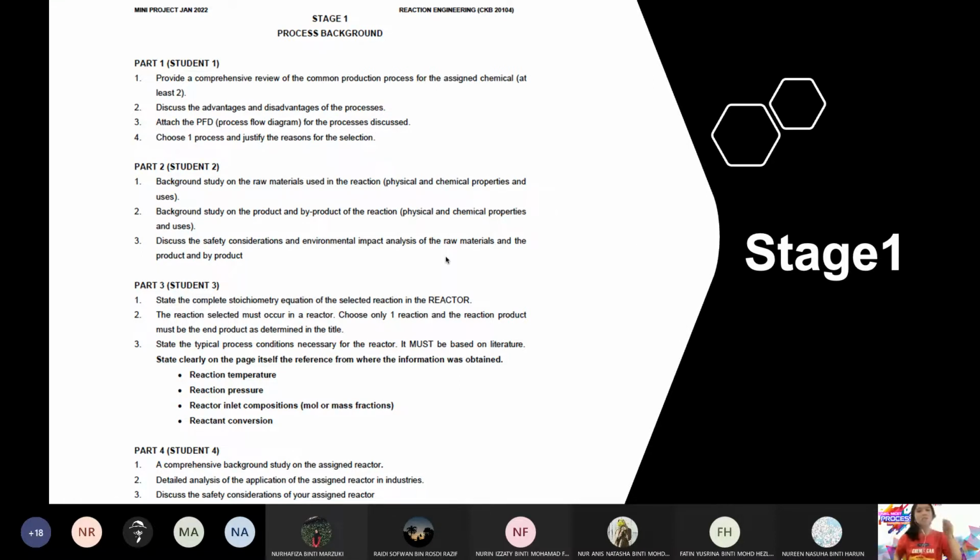You can see clearly for stage 1, which is in week 5, the part for student 1, student 2, student 3, student 4. And please, I know you might refer to your seniors. I'm not saying it's wrong. You are allowed to refer to your seniors' mini projects, but make sure you check the guideline because I have changed certain parts of the guideline. Basically, I have made the mini project easier for this semester. But don't tell your seniors, later you'll feel sorry for them, they might get angry.